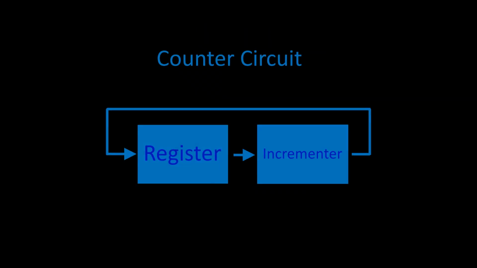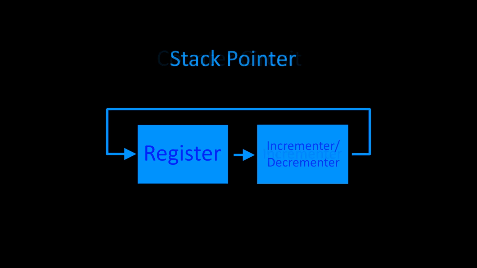We already know how to build counters that can increment, so maybe something similar can work here. However, instead of a simple incrementer, we need a circuit that can both increment and decrement. Let's start by building a decrementer circuit.